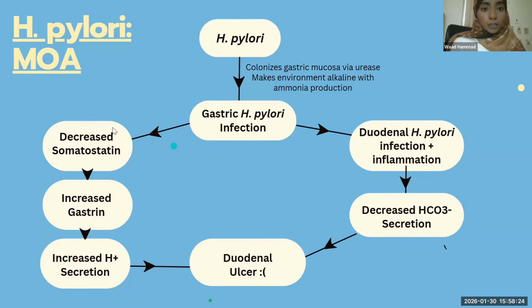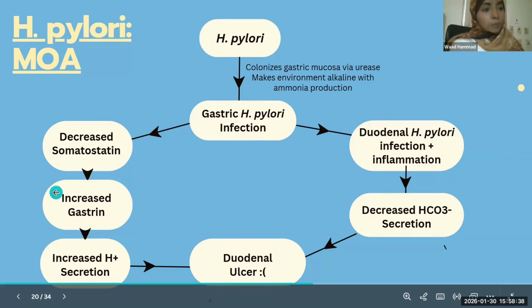So a quick recap, H. pylori has urease. Urease makes ammonia. So then the H. pylori can live more. It can cause inflammation in the duodenum to release more bicarbonate, or it can cause decreased somatostatin, and that means no more inhibition of acid secretion. So then there's more gastrin release, more H plus secretion, and then ulcers.